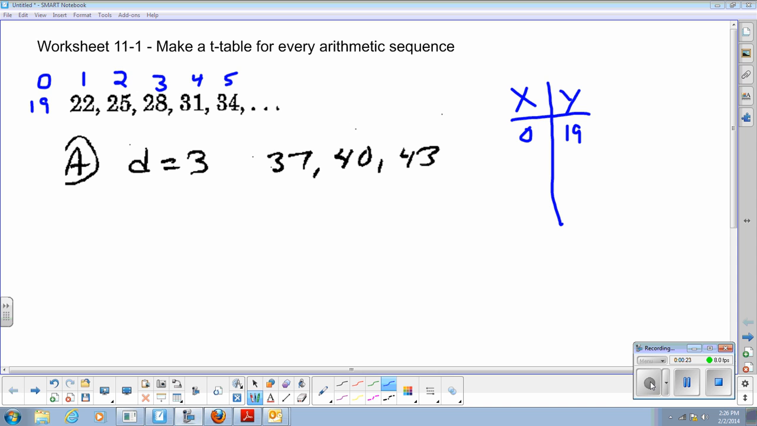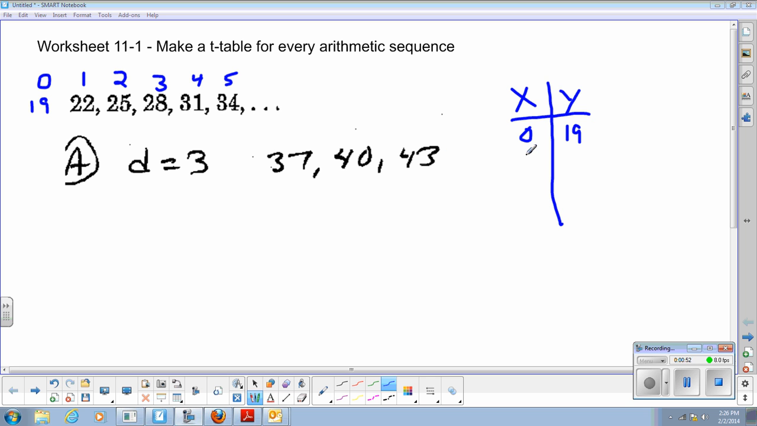You actually have done this before. When we started our work on arithmetic sequences, we did this. What you have here is the sequence from one of the problems on the 11.1 worksheet, and I have found the zero term to be 19, and I have the terms 1, 2, 3, 4, 5 labeled, and I have the rest of the sequence here: 22, 25, 28, 31, and 34. If you haven't done this already, you should already have a t-table made where the zero term is 19.